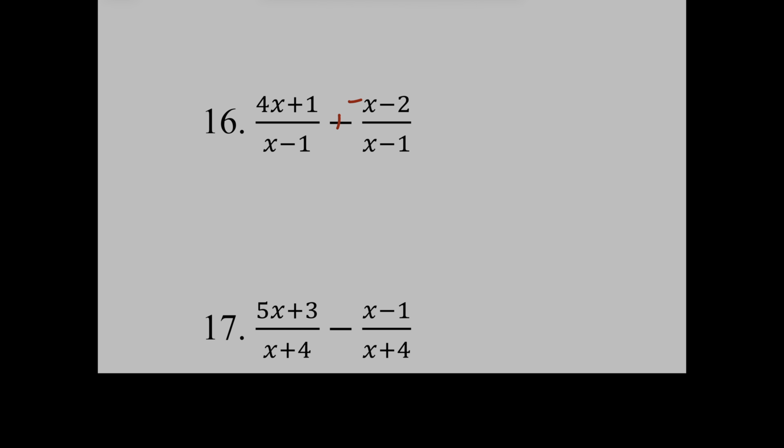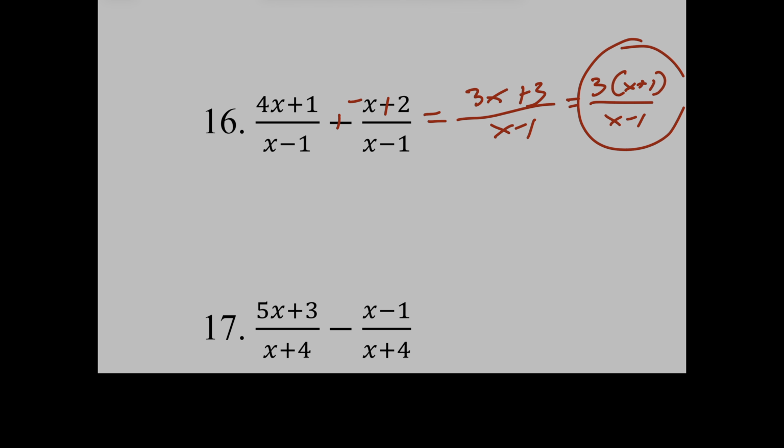16, add a line, change all the signs on the right. 4x and a plus of minus 1x is going to be 3x. And I get a 1 plus 2, which is 3. Plus 3 over x minus 1. Now, I do want to pull this out, but you're going to notice there's going to be nothing I can do about it. That's just going to be the final answer, okay?